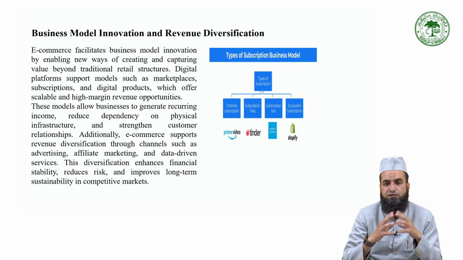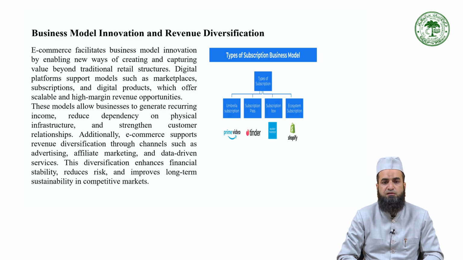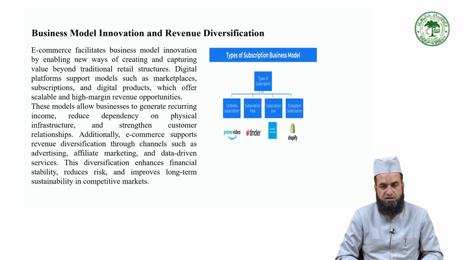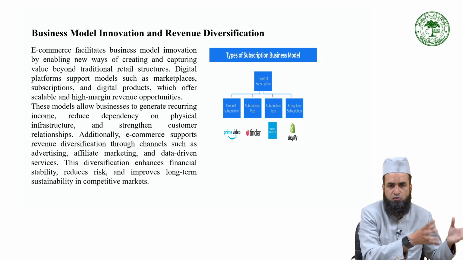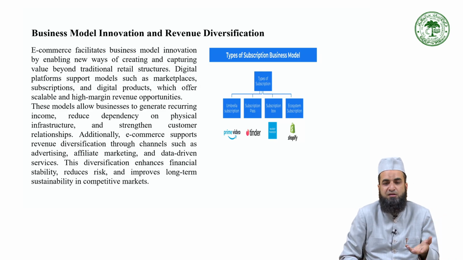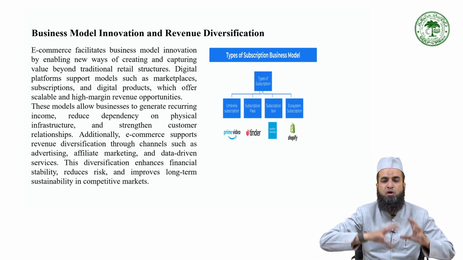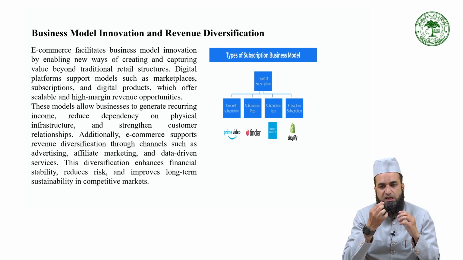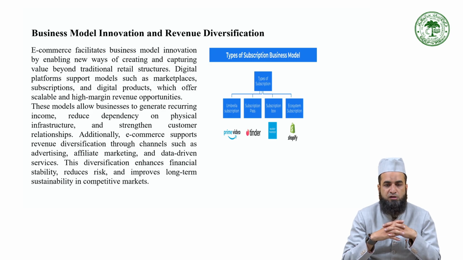Companies like Netflix, Spotify, and Adobe Creative Cloud have built trillion-dollar valuations around subscription models that would be economically infeasible through traditional channels. Marketplace models pioneered by companies like Amazon and Alibaba enable businesses to monetize customer traffic and transaction volumes without maintaining inventory or directly managing fulfillment. Subscription models, popularized by companies like Netflix and Amazon Prime, create predictable recurring revenue and deeper customer relationships. Digital products like software, digital courses, digital content, and digital art generate revenue with minimal marginal cost, enabling substantially higher profit margins. These innovative business models would not be economically feasible through traditional retail channels.